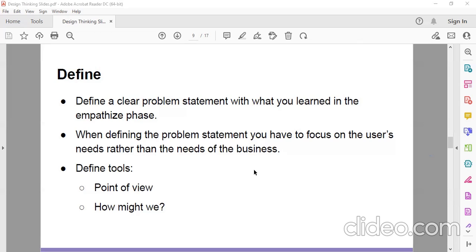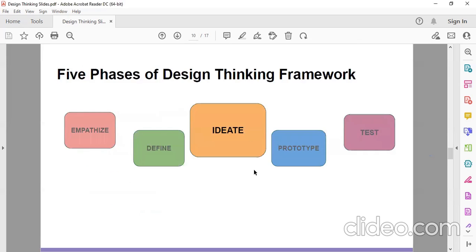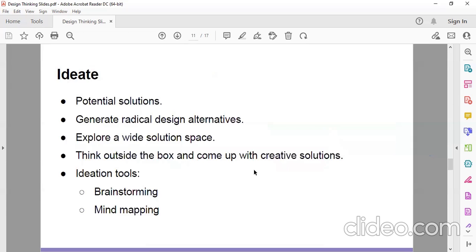Then once the define phase is completed, you have to go into the ideate phase. So what is it? Once we define the problem, first we understand the user, empathize with the user, then we come up with the problem definition. So after defining the problem into words, now you can start to come up with the solutions and ideas, right? So that is where we are now. It is the ideate phase.